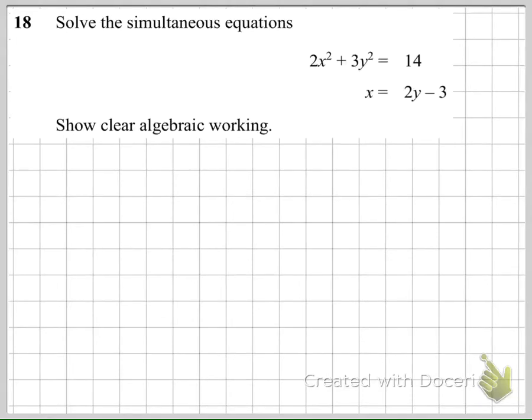Simultaneous equations. Great. Right, here's the first step that a lot of people make, and they lose all of the marks available, which is often 5 or sometimes 6 marks for a question like this. So here's what not to do first.